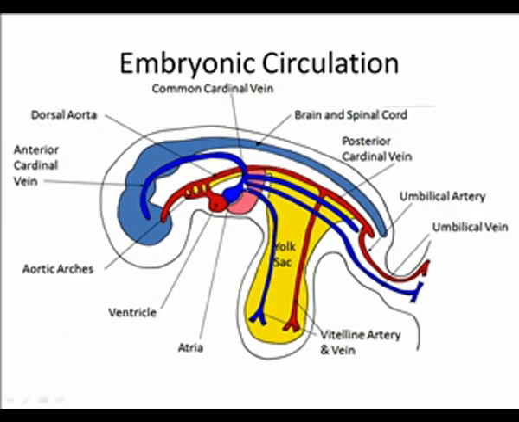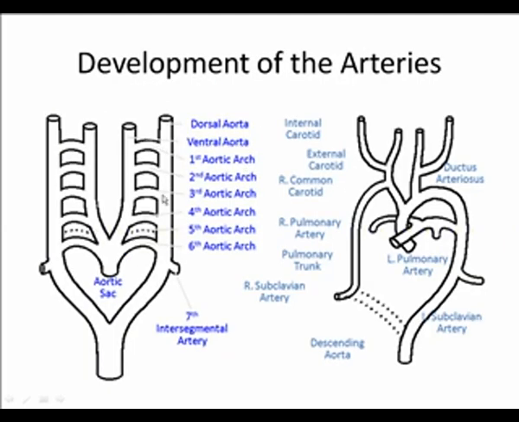Now we want to go back and look at the embryonic circulation once again, and we're going to talk about the aortic arches first, and then we'll come back and talk about the development of the veins. If we talk about the development of the aortic arches into the great vessels, the major arteries, what we're going to do is use this little schematic. It's not quite right, but it'll make the point.